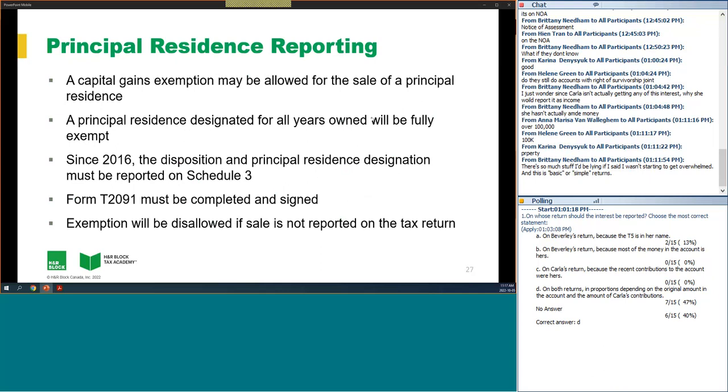The tricky bit is the one major asset that people might sell, and that's their principal residence. So I'm going to spend a little bit of time talking about principal residence exemptions.